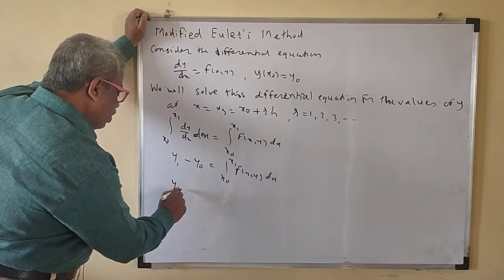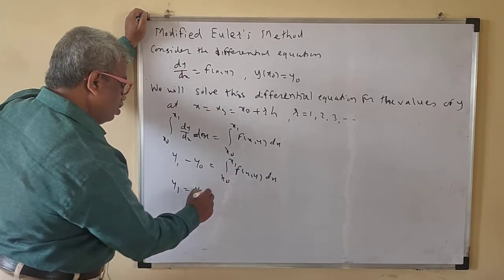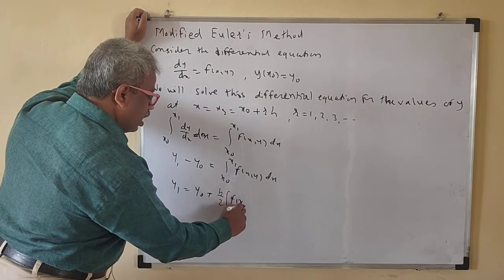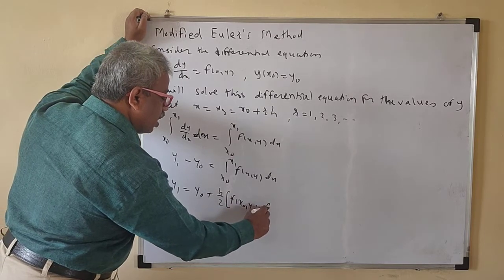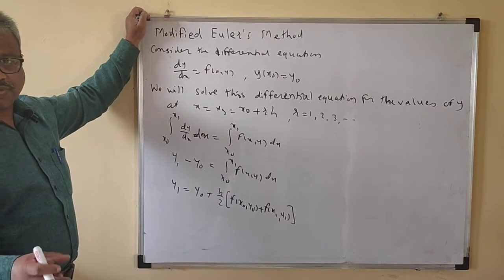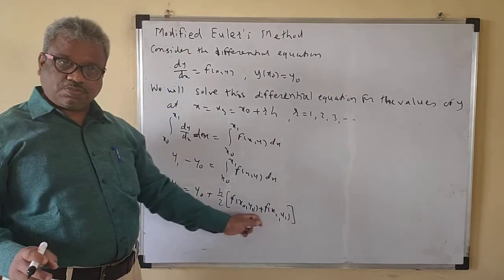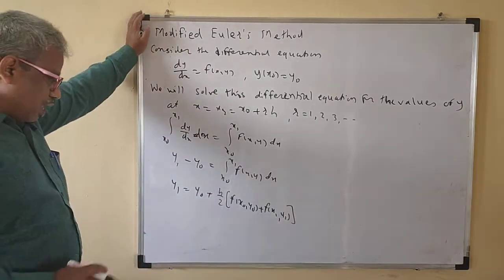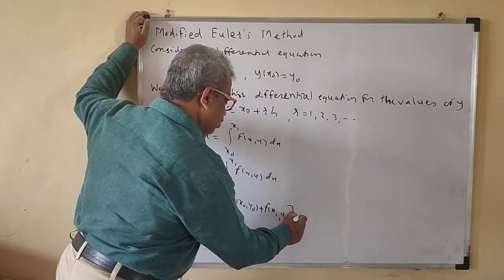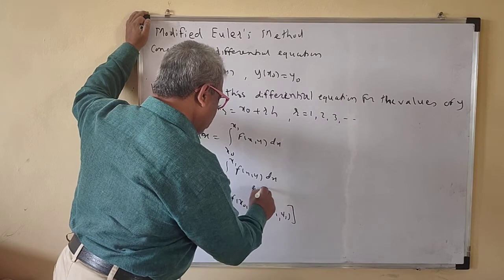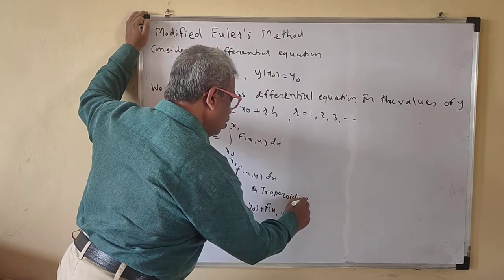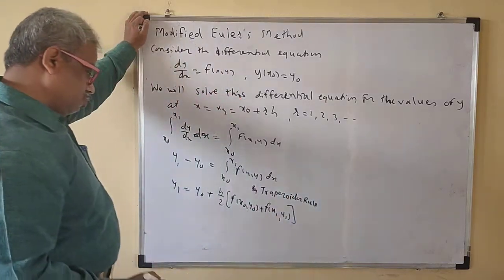So we will apply the trapezoid rule here. By the trapezoid rule, the integral will be h by 2 times f of x naught, y naught plus f of x1, y1. So this is y1 equals y naught plus the trapezoid term. So we apply the trapezoid rule here. This is one.